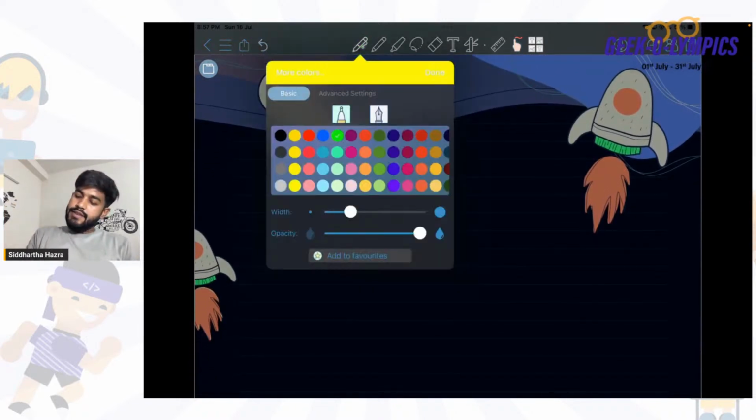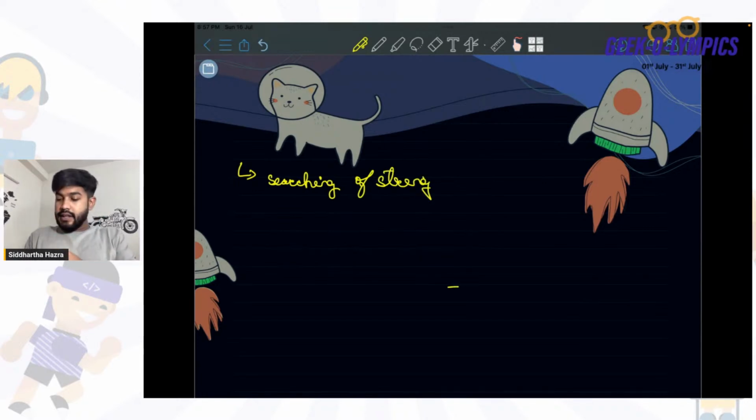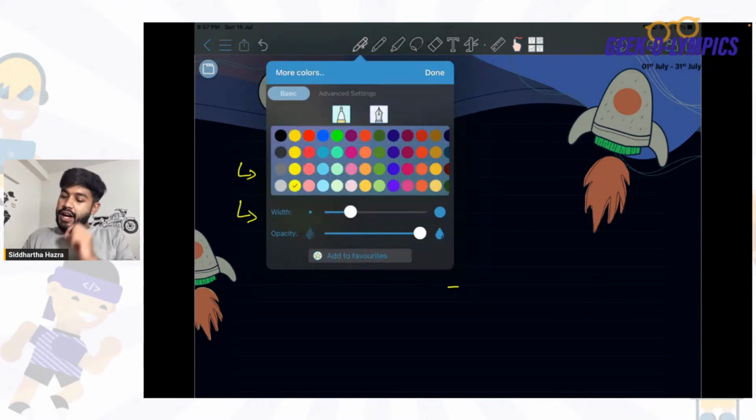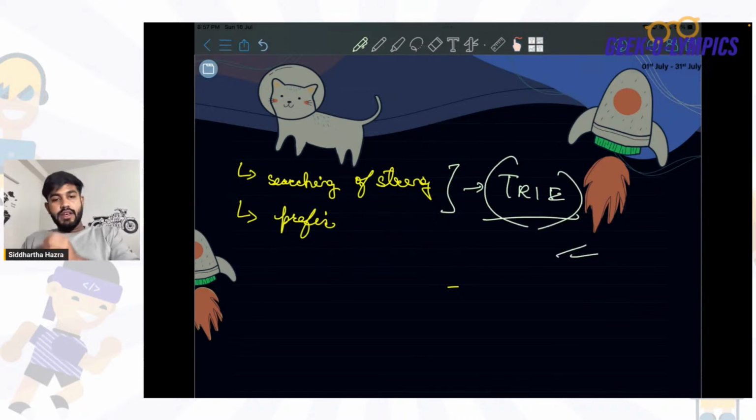So whenever you have any question which involves searching of strings, this is the first hint, and then it also involves the usage of prefix. If these two ever appear in combination, then this problem is of trie. Okay, this problem is of trie. Make sure you note this. A trie has a searching operation in log time, and that makes it very easy to solve.